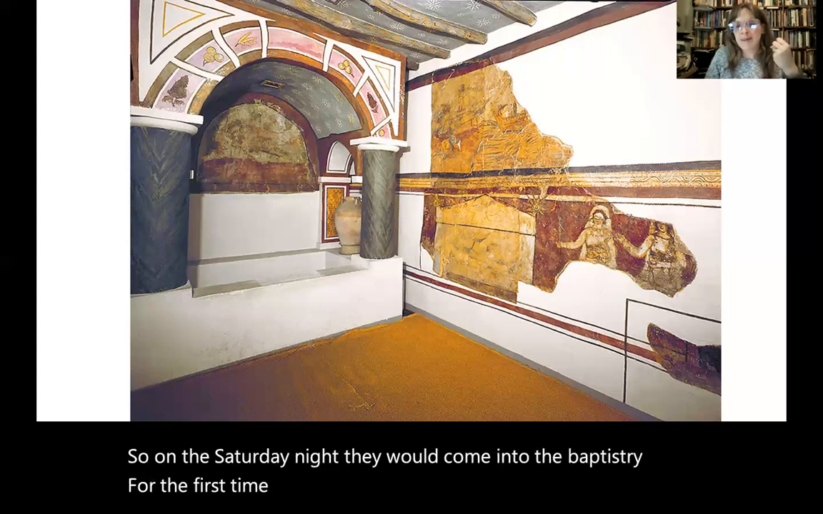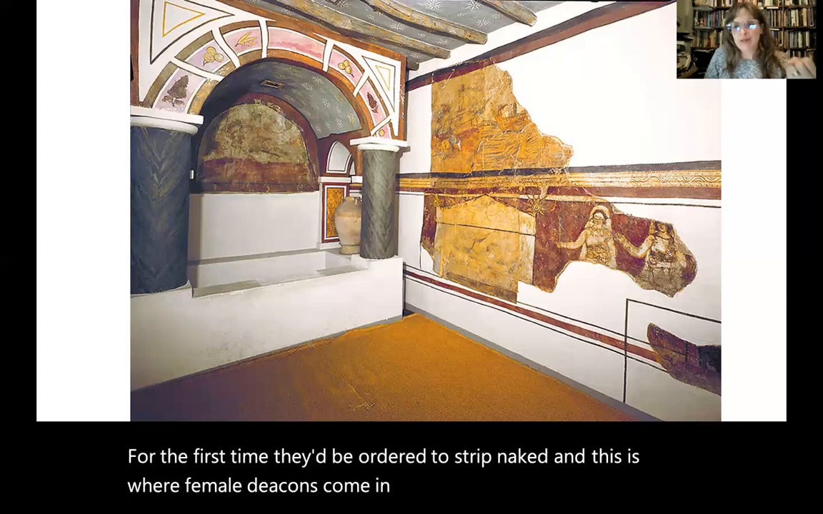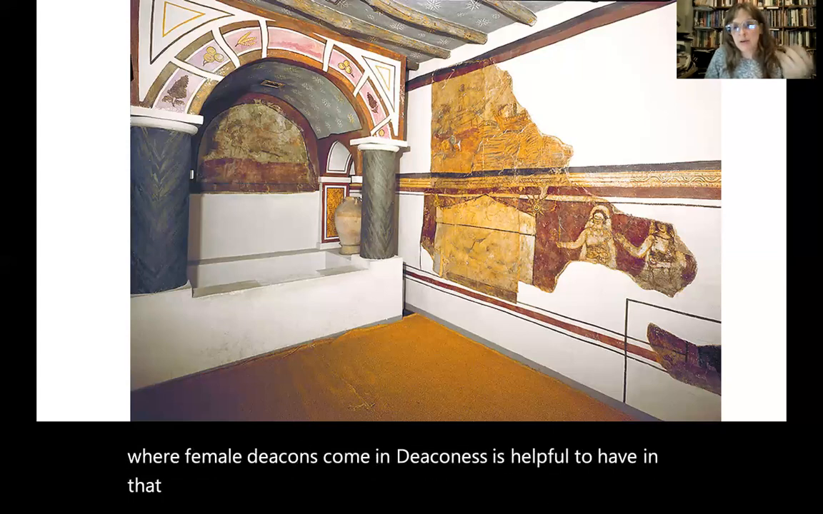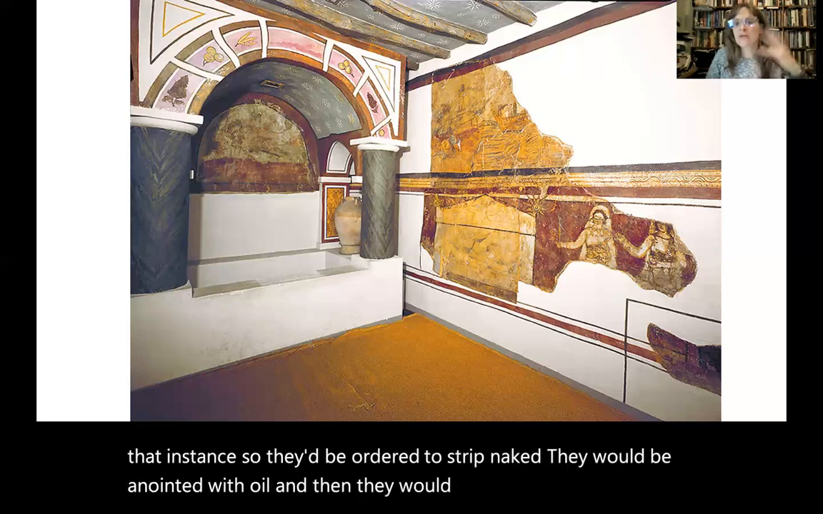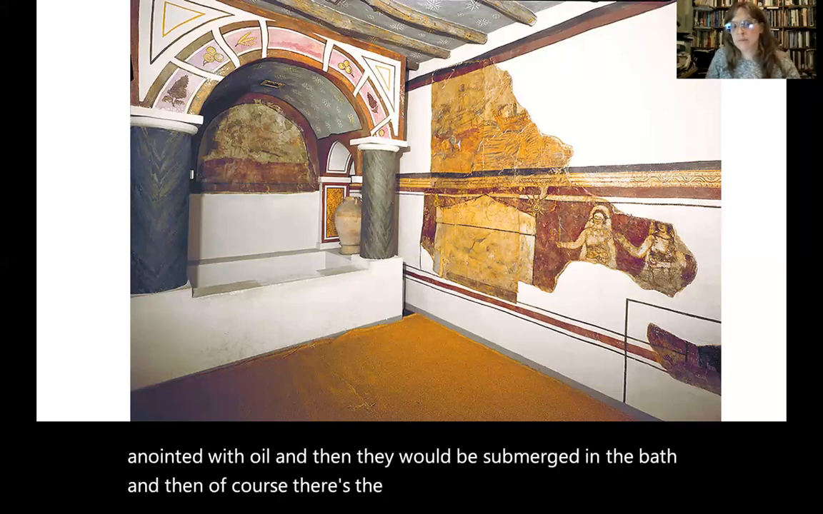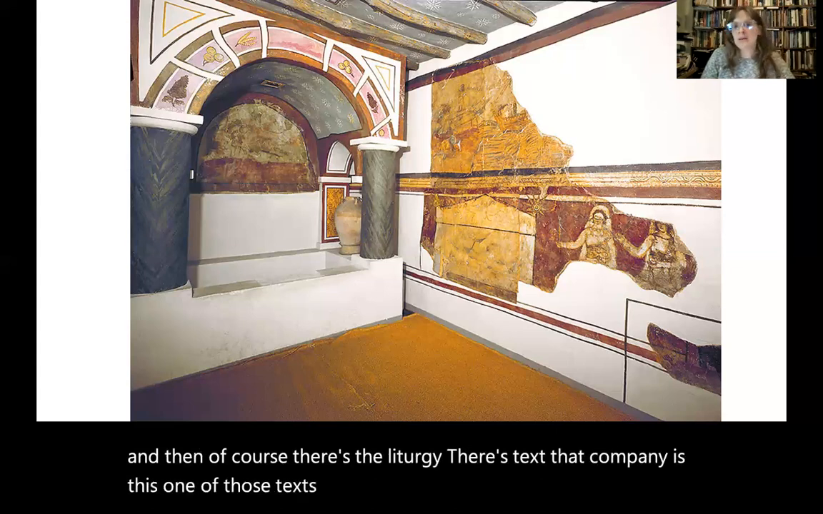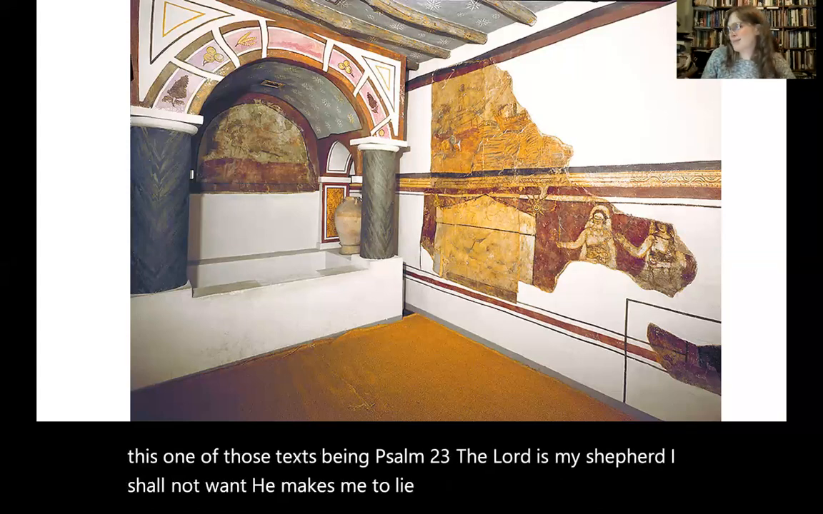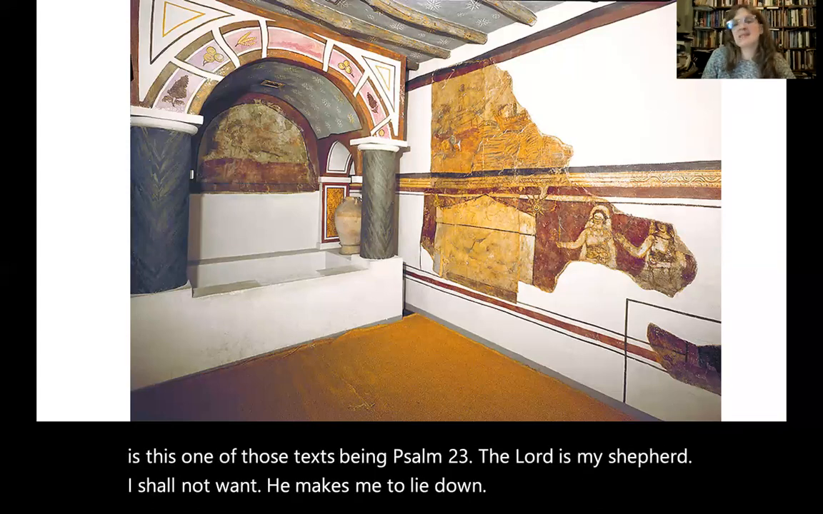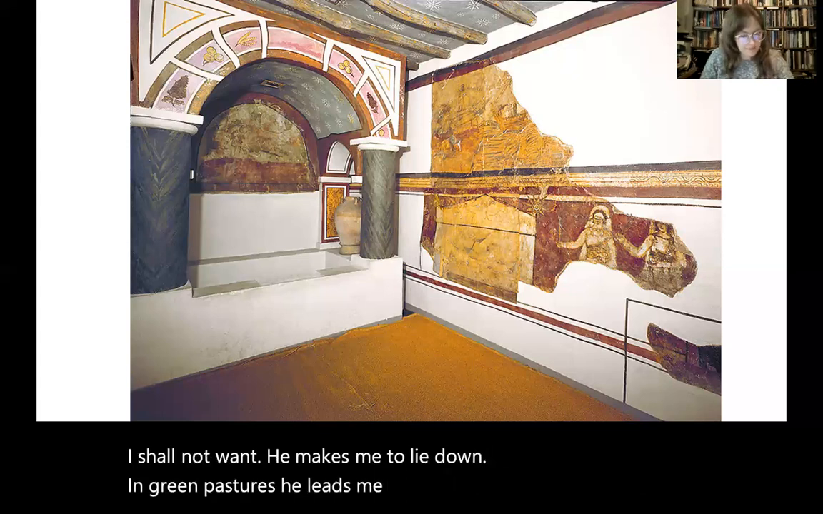And this is where female deacons come in, deaconesses, helpful to have in that instance. So they'd be ordered to strip naked, they would be anointed with oil, and then they would be submerged in the bath. And then, of course, there's the liturgy, there's text that accompanies this. One of those texts being Psalm 23, "The Lord is my shepherd, I shall not want. He makes me to lie down in green pastures. He leads me beside still waters," something like that.